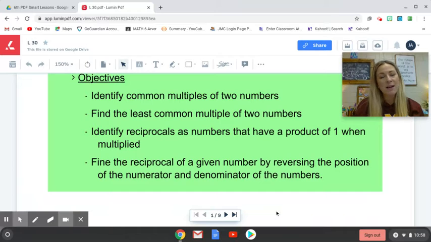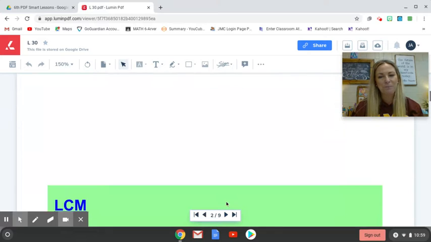You will identify common multiples of two numbers, finding the least common multiple of two numbers. Those are two different things. Identify reciprocals as numbers that have a product of 1 when multiplied. And then also finding the reciprocal of a given number by reversing the position of the numerator and denominator of the numbers. So basically, if you're given a fraction or even a whole number, the flip of that is the reciprocal. So if you can remember in your head, reciprocal is the flip of any fraction or whole number.